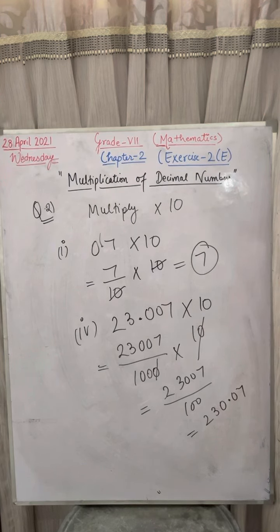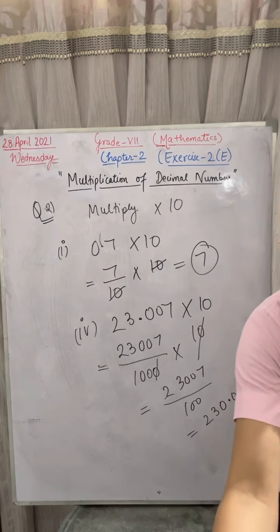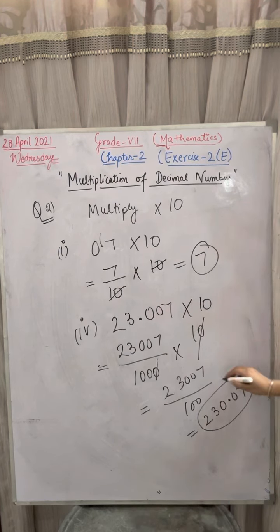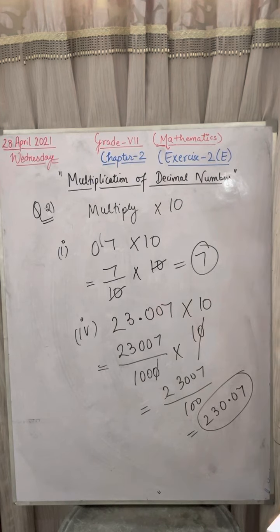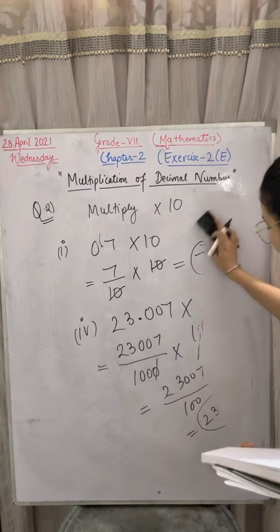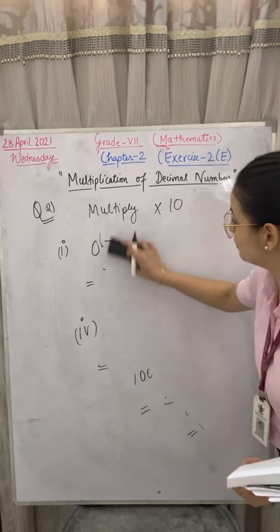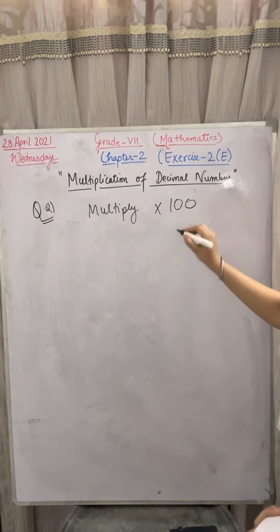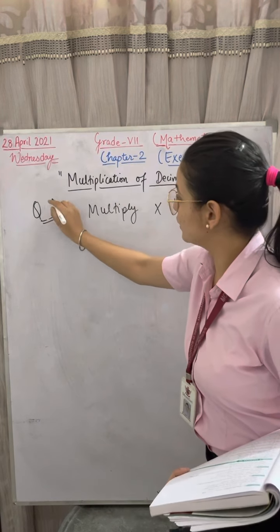Are you getting all the concept? How you have to multiply? Okay. It is clear to everyone? Now I am going to start question 3rd. In question 3rd, you have to multiply with 100.